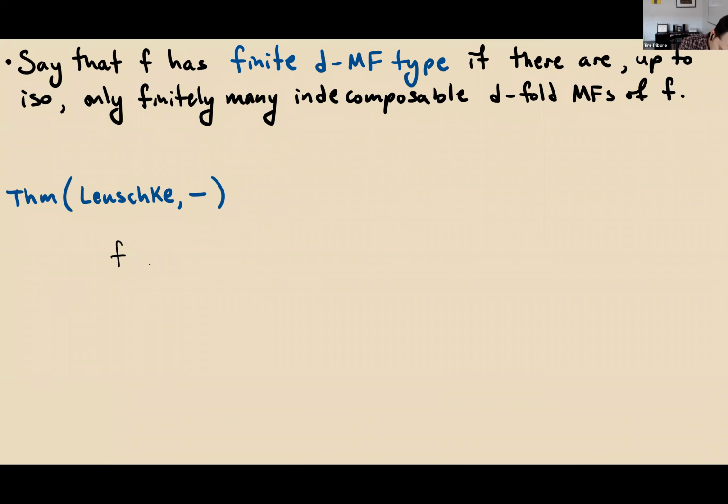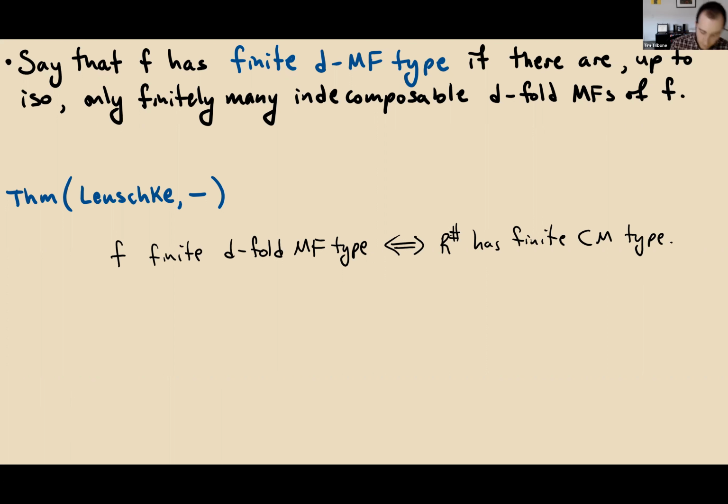if you have F with finite D-fold matrix factorization type, this happens if and only if R sharp has finite Cohen-Macaulay type. So the matrix factorization category, that representation theory, is still linked to the representation theory of the D-fold branched cover. So if you think back to that box that I drew before with all the equivalent statements, some of those equivalences are no longer true, but this is one that, at least to me, was sort of surprising that this is the one that lifted to the arbitrary D case. Okay.